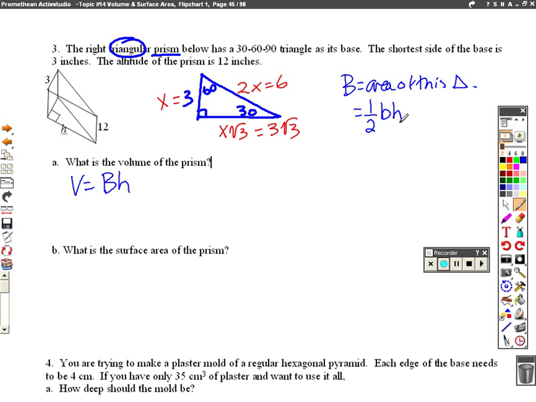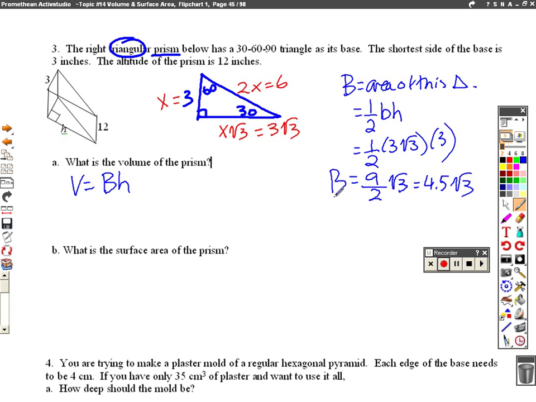So now that I've drawn it like this, and I see this right angle, if you remember, base and height are where the right angles meet. So if I look at this triangle, 1/2 base, that's going to be 3 root 3, and the height of my triangle is 3. So this is 1/2 of 3 times 3 root 3, which would be 9 over 2 root 3, or 4.5 root 3. That represents my big B, the area of that base.